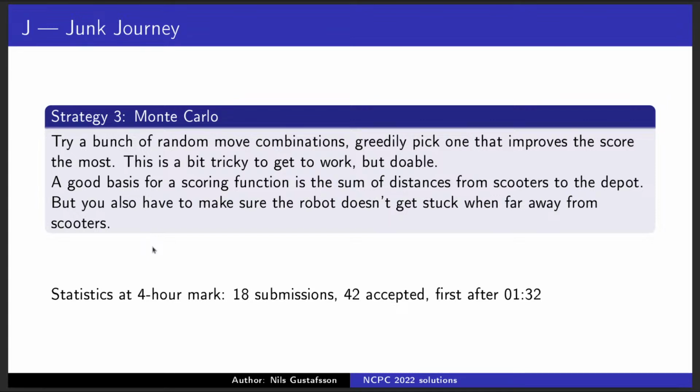When this gets to 0, that means that you're done. And now you just have to make sure that the robot doesn't walk around randomly when it's far away from the scooters. So you have to just make sure that the robot doesn't get stuck for some reason because your scoring function was bad. So it is a bit tricky to get this to work, but not as hard as you would think. But I didn't see anyone going for this, but it's possible anyway.